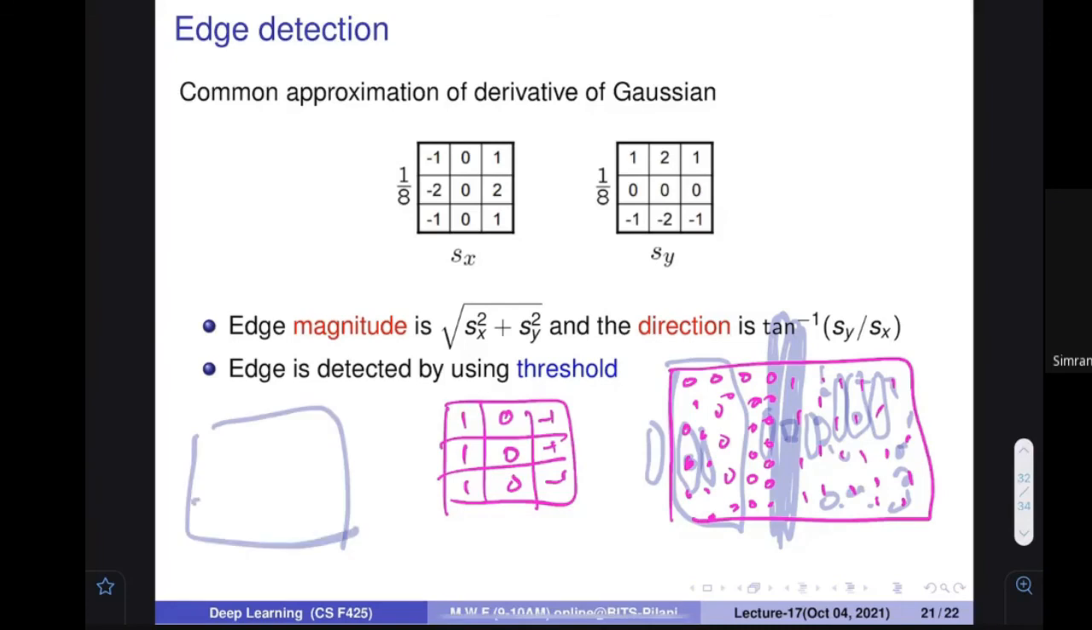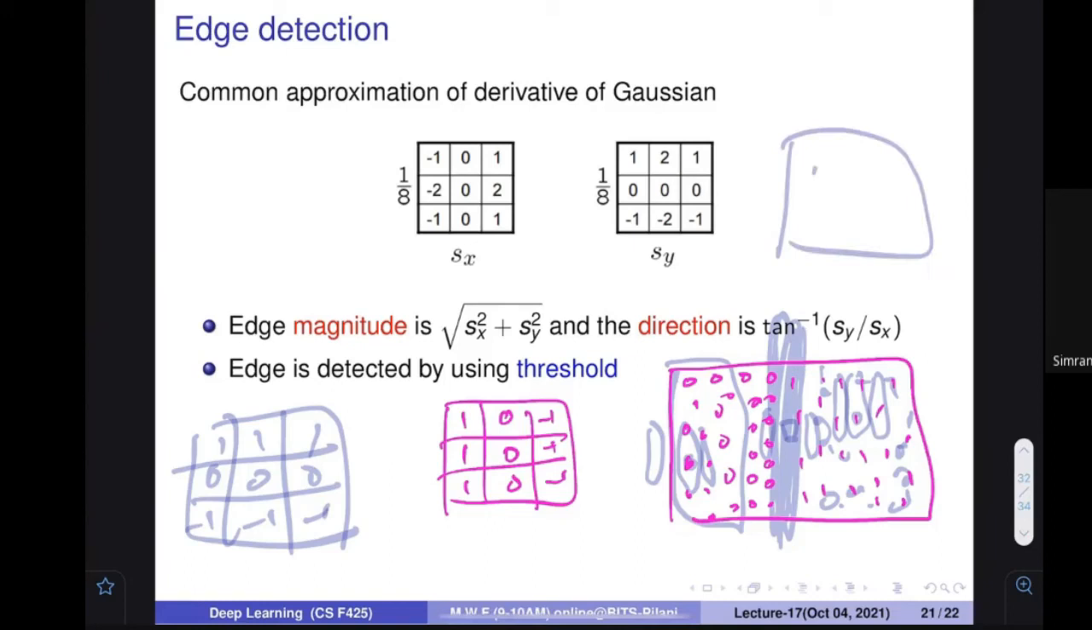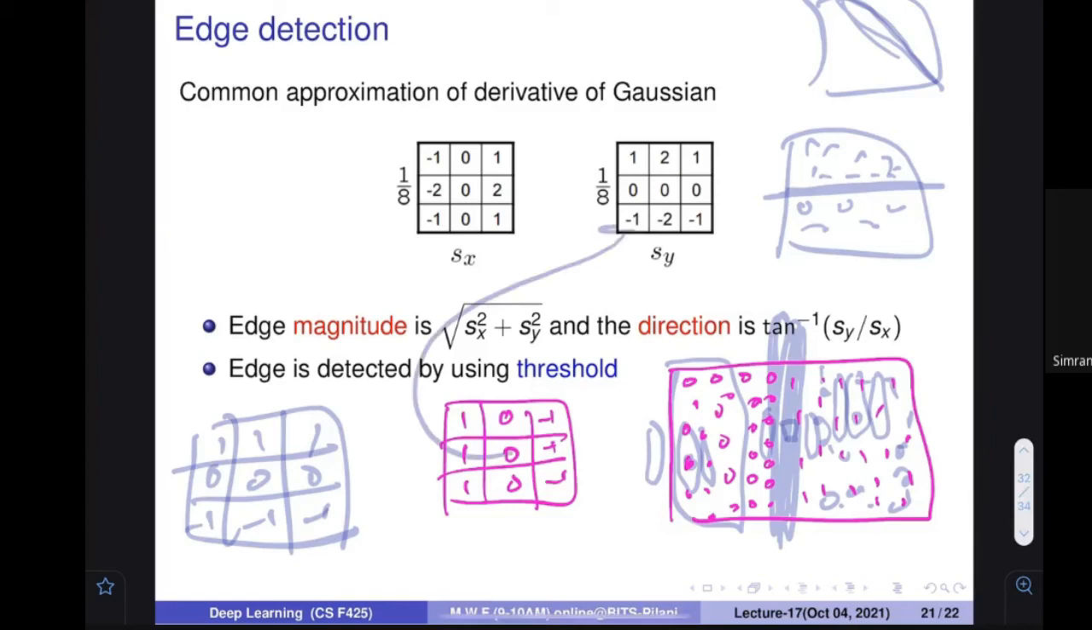Consider another filter where the values are 1 1 1, 0 0 0, -1 -1 -1. What would happen? If any image has all ones over here and zeros over here, it would find out that this is the place where there is an edge. If the edge is slanted, definitely those points are highlighted. So we are actually talking about the first derivative method. If you apply the second derivative method, the same thing comes out with 1 2 1, 0 0 0, -1 -2 -1.